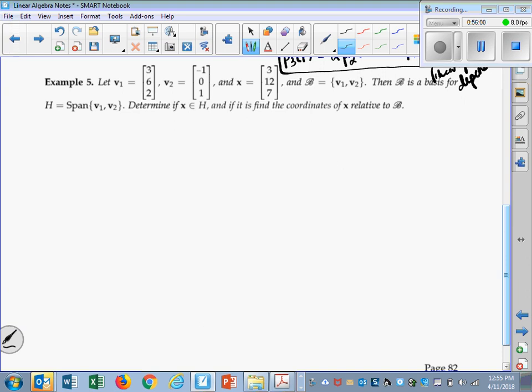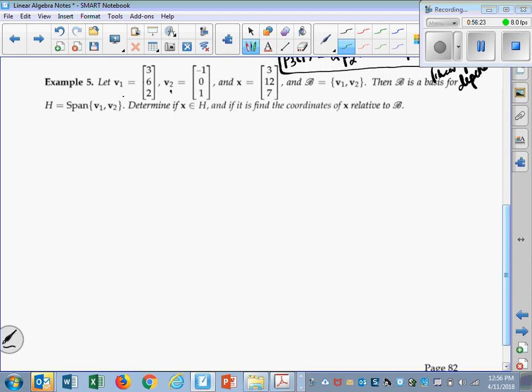Well, if you look up there, yeah, they look linearly independent. If I take 3 of v2 and add it to v1, it doesn't give me the 0 vector, so there's no possible way, they're not multiples of each other. So determine if x is inside the span of those two vectors. If it is, find the B coordinates of x.